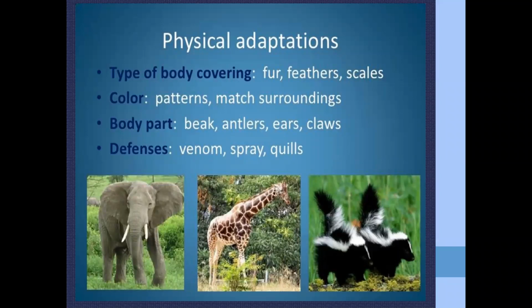Then the body parts, they may have beak, they may have antlers, they may have ears and claws. All these body parts also help them to adapt well in the environment because they have to survive from the other animals and all that. And some defenses, how? Venom, spray or quills.